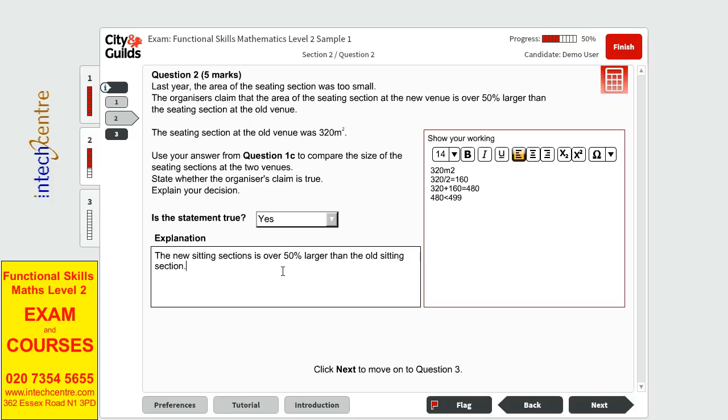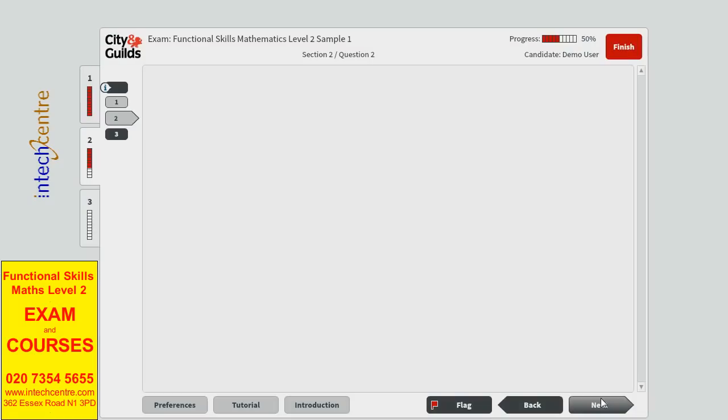And that's about it related to this question. Alright. I don't think there's anything else I could give you a pointer on. Don't forget that this is smaller or bigger than the signs. You remember them, I hope. So what I've done here, I said that 480 is smaller than 499. Therefore, the new venue is the larger one. Now we can just move on to the next question.